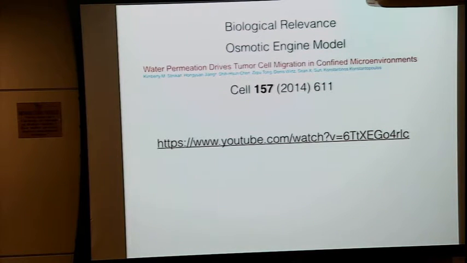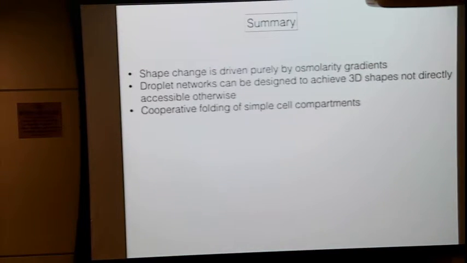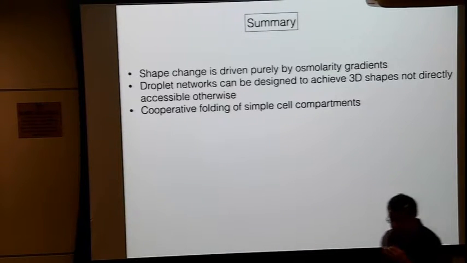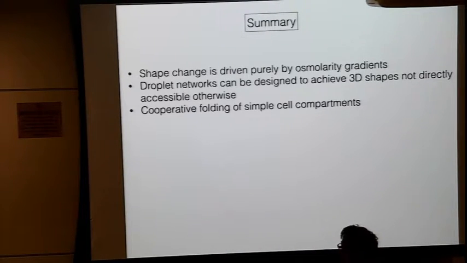Okay, so this is my conclusion. So you can get this shape change driven purely by these osmolarity gradients. The droplet networks can be designed to achieve 3D shapes that are not directly accessible otherwise, so you get sort of cooperative folding of these simple cell compartments, and Duan has used these droplet networks to also study transitions between, for example, square and triangular lattices. So if you saw her poster, you would have seen a lot about that, but you can also ask her about that. So, okay, so I'll finish here.